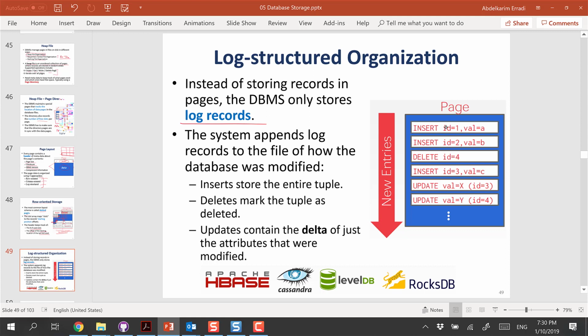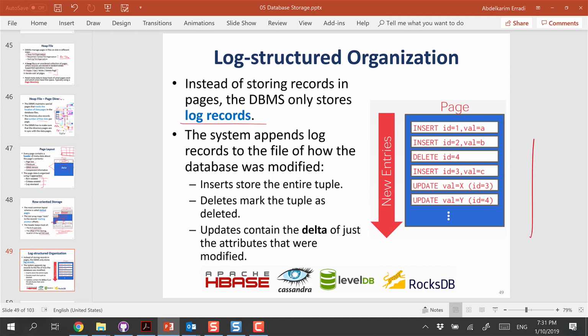I don't store the actual rows or columns. I store the actual changes that are taking place. So this is super fast when it comes to insert. You are just appending all the changes that take place. And many databases, in fact, are using this, especially Apache HBase, Cassandra, RocksDB, LevelDB. All of those are using a log structured organization. Now, when I want to read, what do you think? How will I be reading the record that I inserted this way?